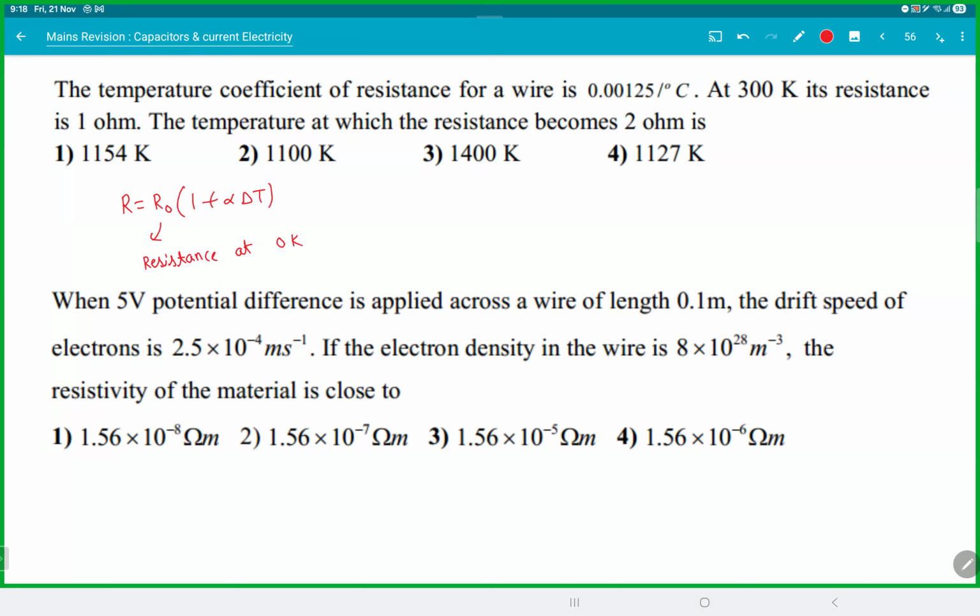Don't take the 300 directly from this. You can't take R0 as 300. So this will be R300, which is 1 ohm, equal to R0 into 1 plus alpha, that is your alpha, and delta T is 300. So from here you'll find the value of R0. Then you want when the resistance is 2 ohm, so 2 R0 into 1 plus alpha T. Divide them. Clear? You will get T from here.